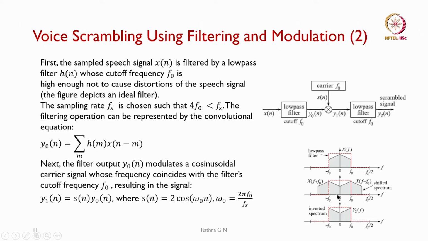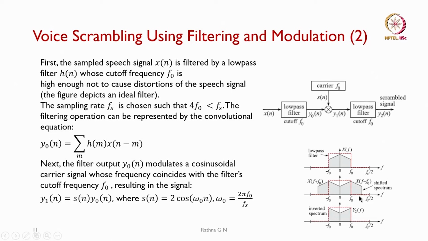That is f minus f naught, the shift you have given. You will see that it is the shifted spectrum in this case, and then when you take the inversion at the receiving signal, this is how the inverted signal looks. This is our y2 of f in the frequency domain. This is minus f naught to f naught, and we have Fs by 2 marked in this case.